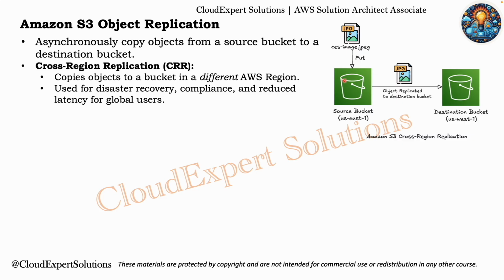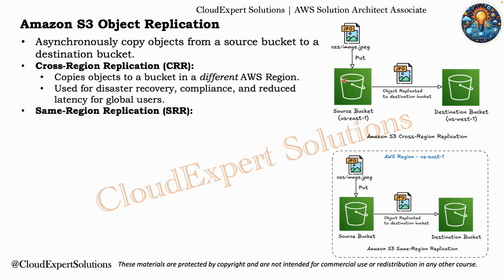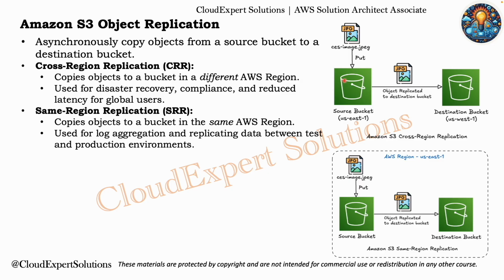There is another option. It's called same region replication or SRR, where you copy objects to a bucket in the same AWS region. And this is perfect for any log aggregation or keeping multiple copies of data in different accounts within the same region for any compliance reason. Here is a diagram to explain the same thing. The underlying concept is the same. It only varies based on the source and the destination bucket location.